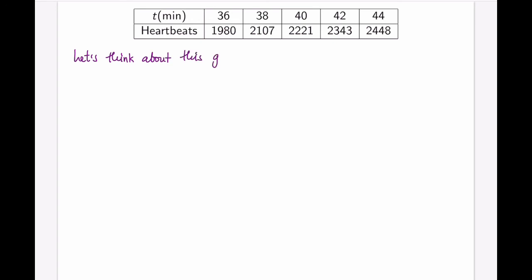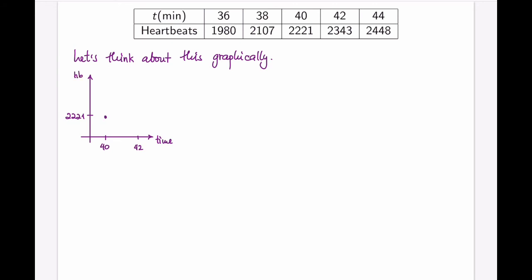Remember that averages are just the slopes of secant lines connecting the 2 points. So if I draw myself a graph, again, my scale is going to be just there for making sense of the question, but not necessarily proper. What I'm interested in is what happens between 40 and 42 minutes. So I know that at 40 minutes, I have 2,221 heartbeats. So this is time, this is heartbeats.